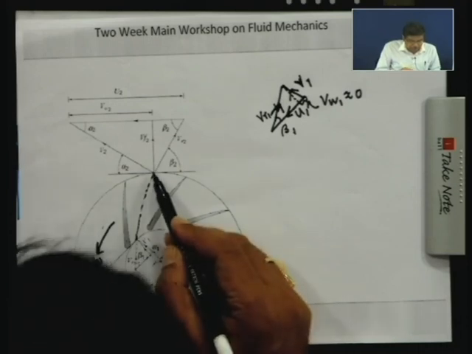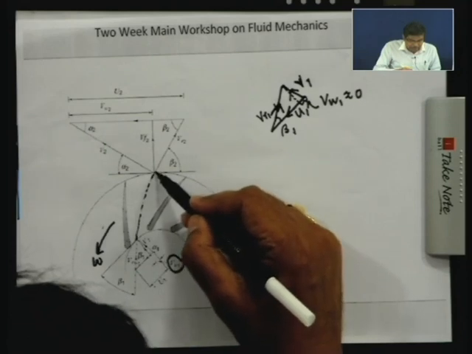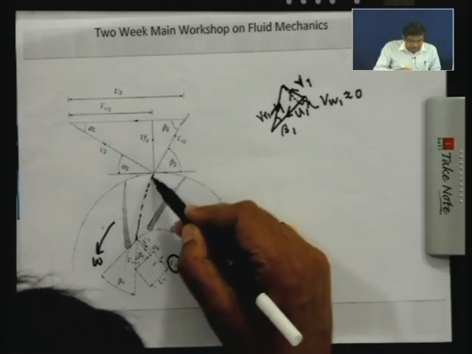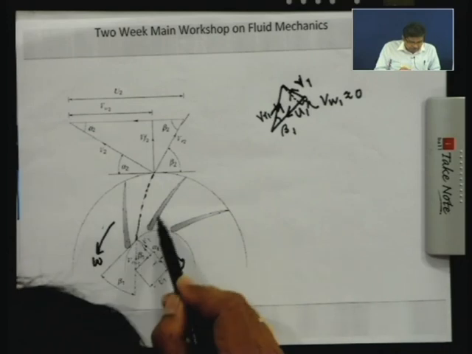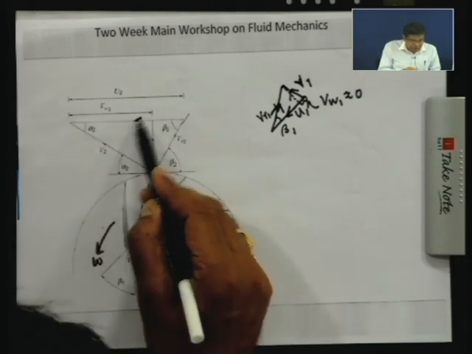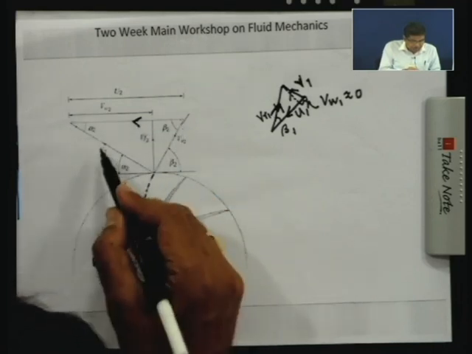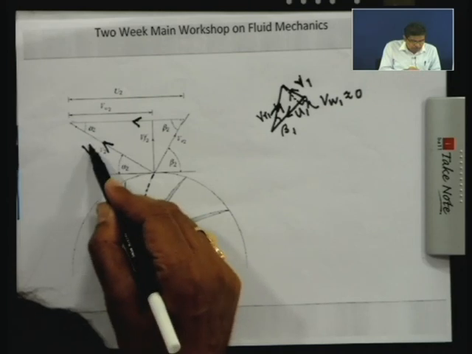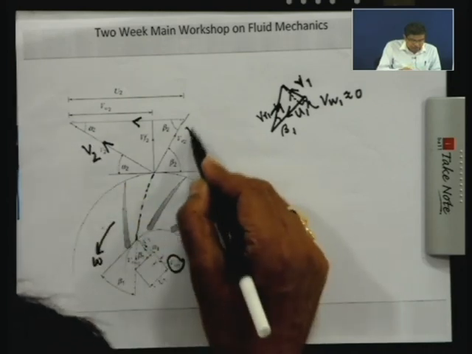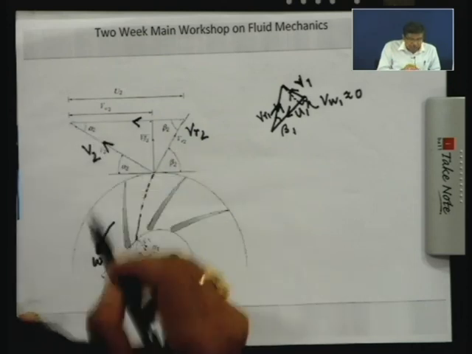At the outlet, similarly, the relative velocity must match the direction of the blade. The U direction is this, this is U2, this is V2, this is VR2, and this component is VW2.